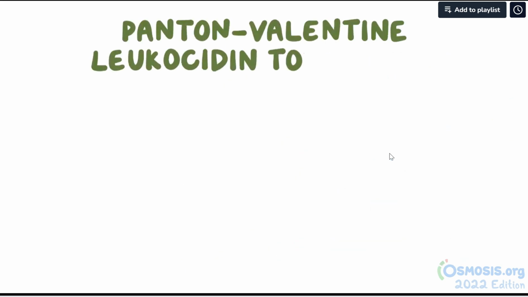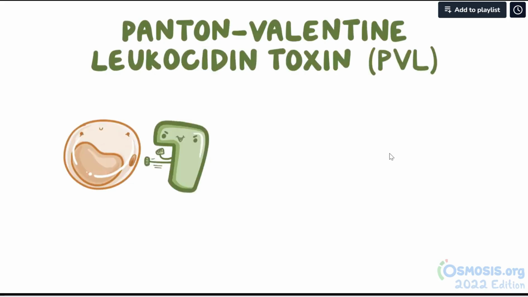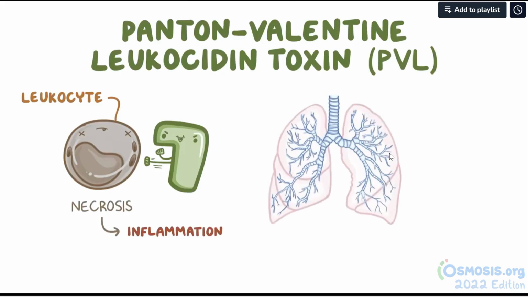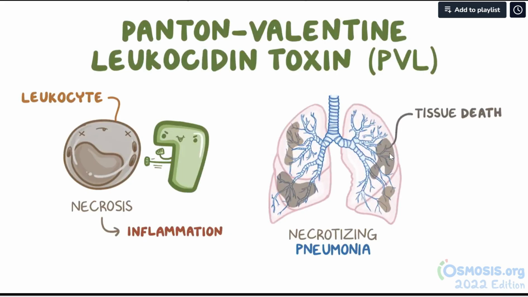Panton-Valentine leukocidin toxin, or PVL, punches holes in leukocytes, our immune cells, which kills them, and gives the toxin its name. Leukocytes with holes in their cell membrane die through necrosis, and that triggers inflammation. When that happens throughout the tissue, like in a necrotizing pneumonia, large chunks of the tissue start to die off, and the organ can't do its job properly, and this leads to organ failure.